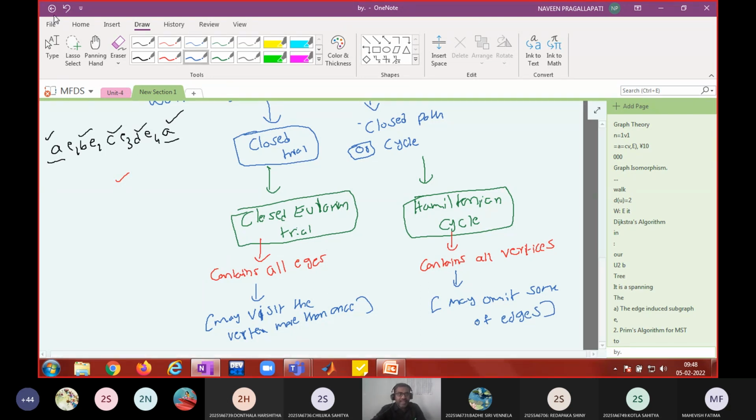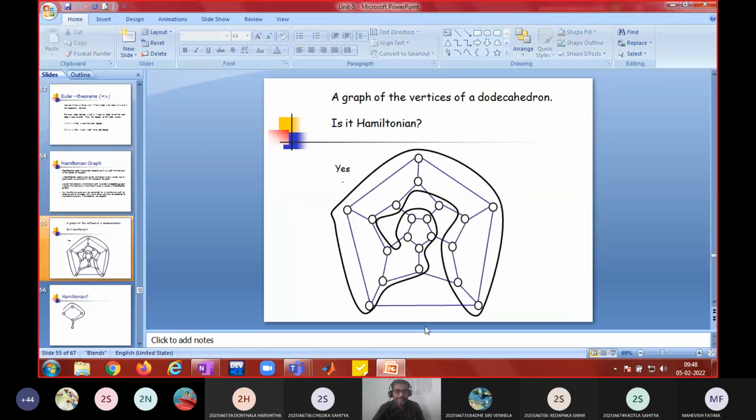Any graph containing a Hamiltonian cycle is said to be Hamiltonian. Any graph containing a closed Eulerian trail is said to be Eulerian. Now if you see this one, it is called a dodecahedron. Is this Hamiltonian? Okay, he is able to show it as Hamiltonian.